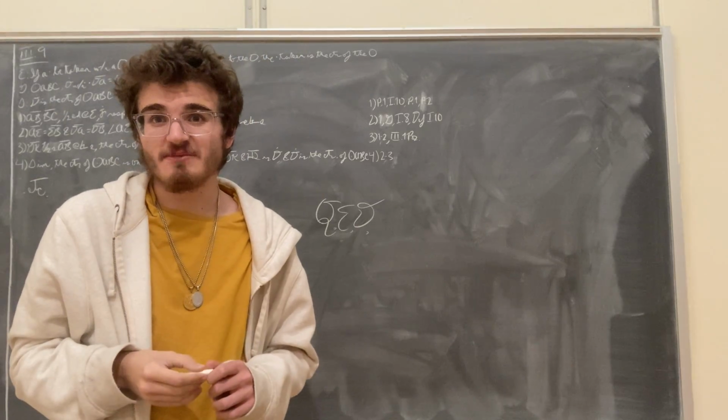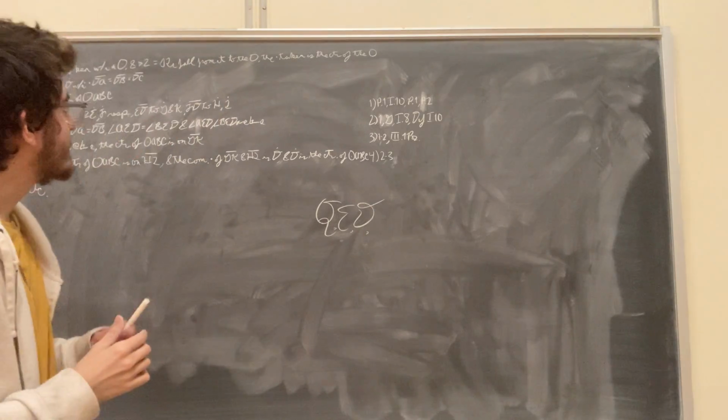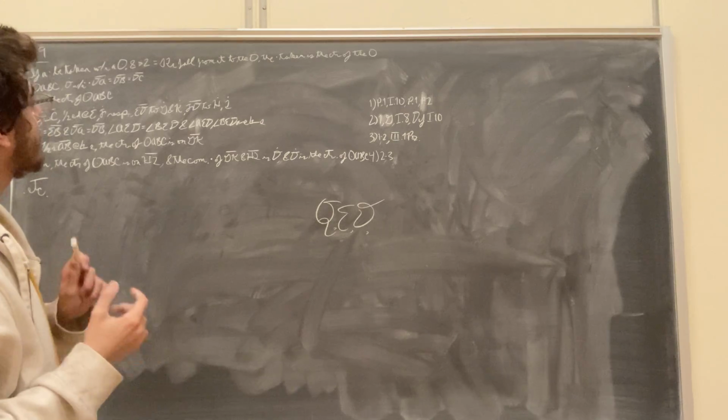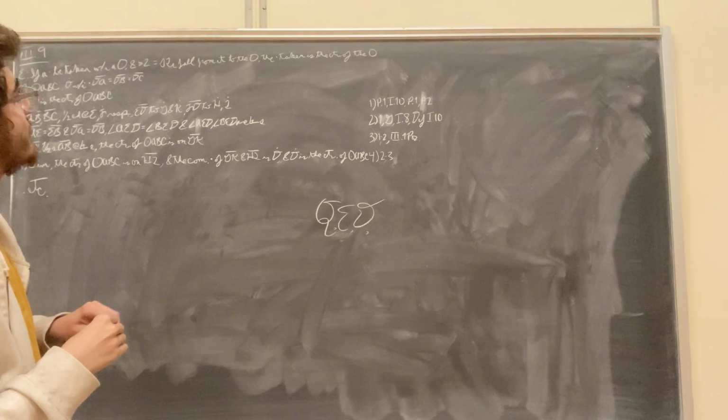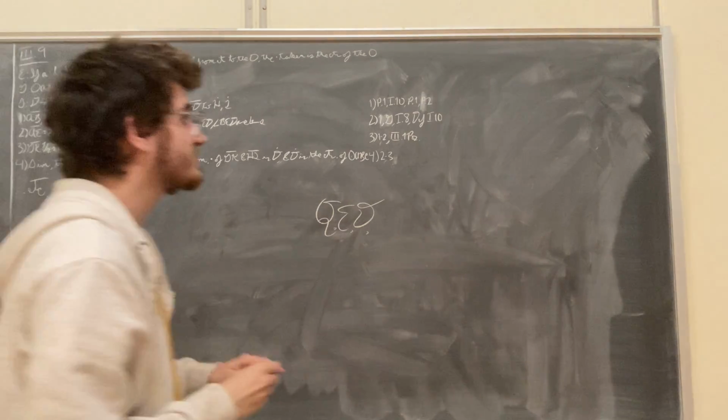Hello, this will be a demonstration of Proposition 9 from Book 3 of Euclid's Elements, which states that if a point be taken within a circle and more than two equal straight lines fall from it to the circle, the point taken is the center of the circle.